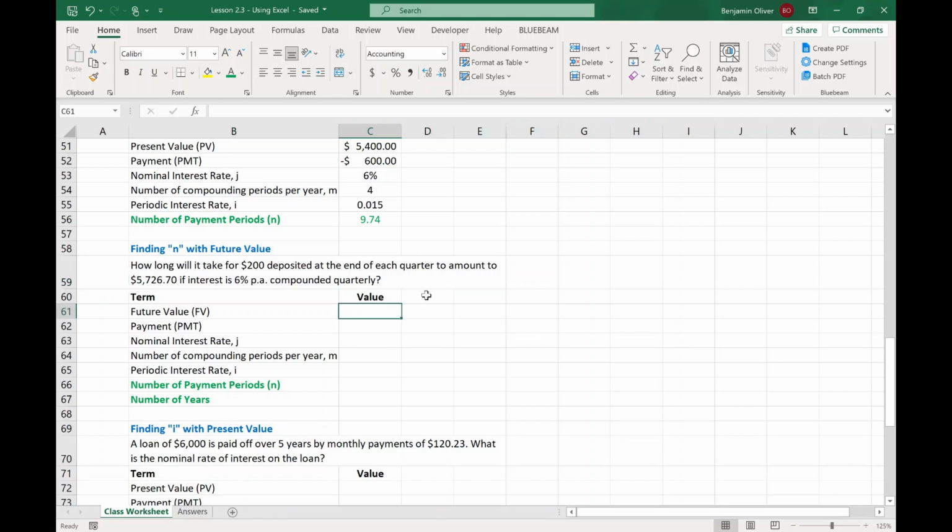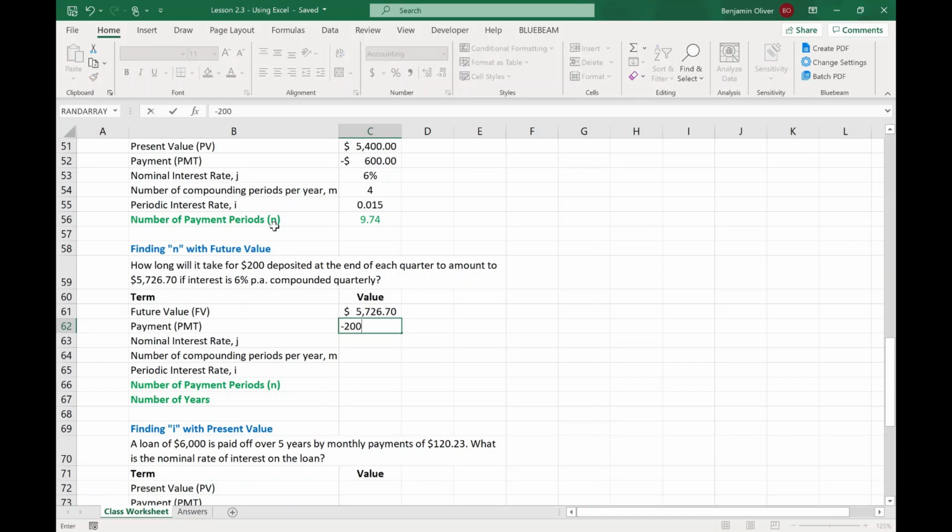So in the question, it's asking how long it would take for these deposits to amount to a certain value. That means the future value sometime later on. So we know that that's our future value, $5,726.70. Next, we have our payments. Okay, we're depositing $200 at the end of each quarter.